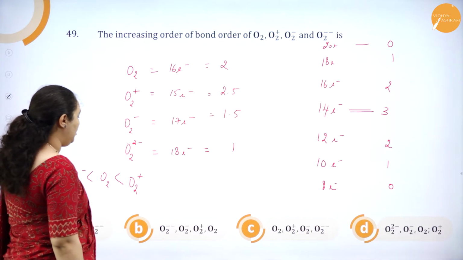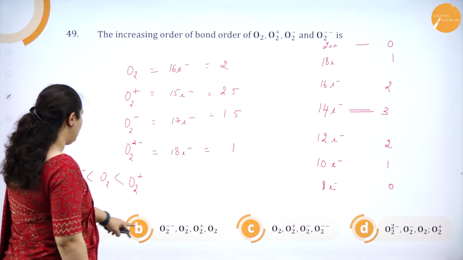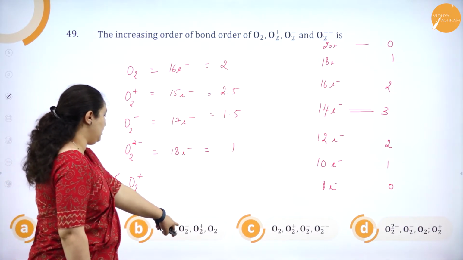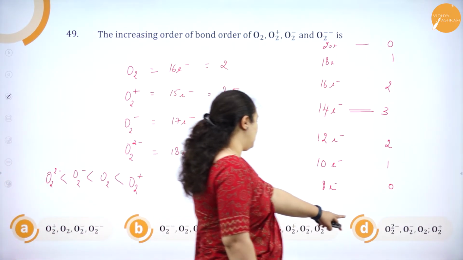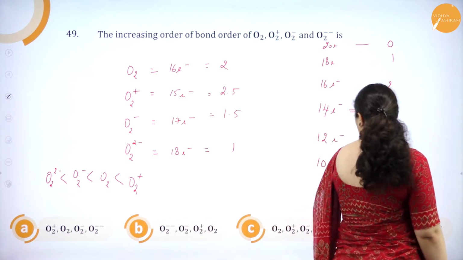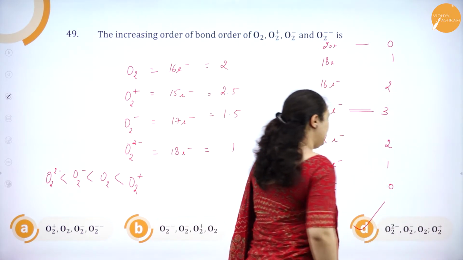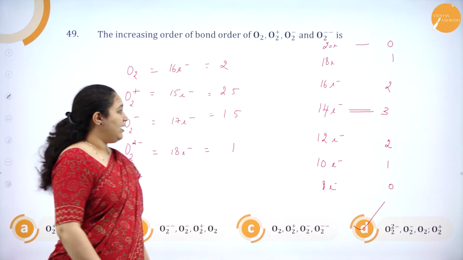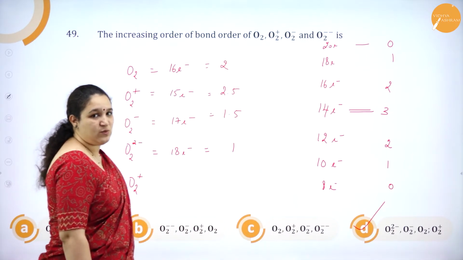So now look for the correct answer. O2 2 minus, O2 minus, here it is wrong. O2 2 minus, O2 minus, O2 and O2 plus. So option D is the correct answer. So I hope you have understood about this question.